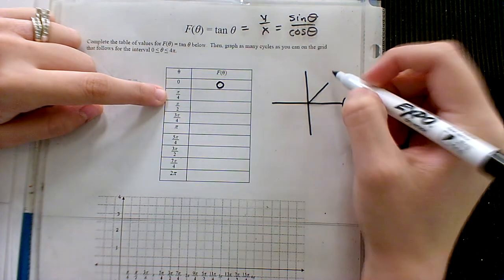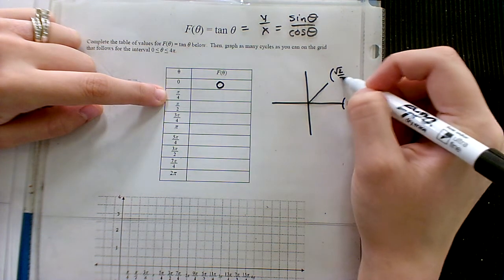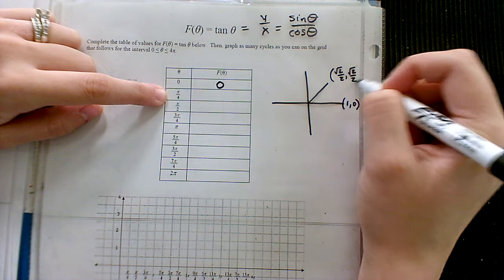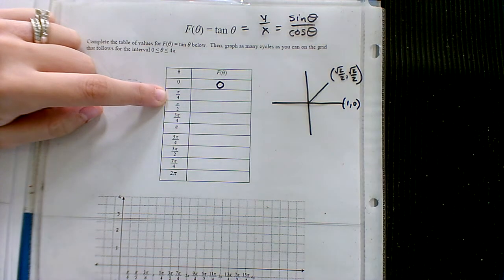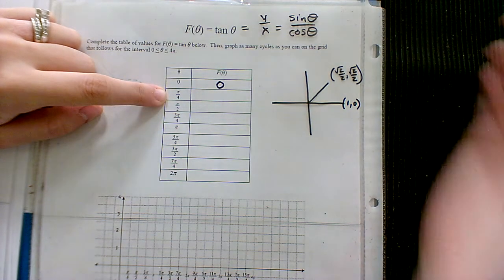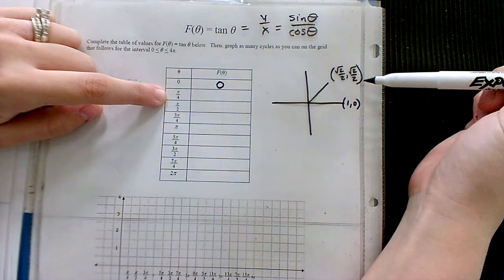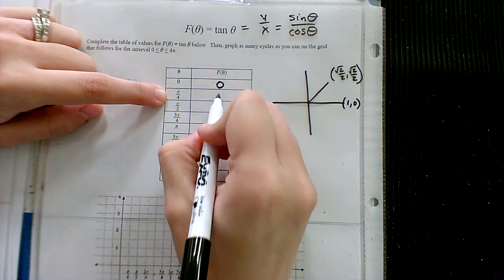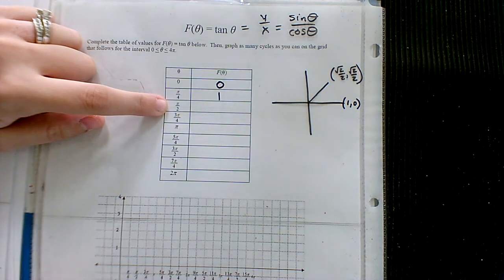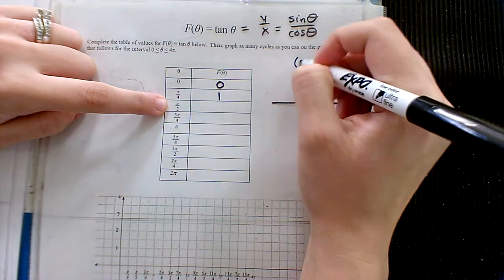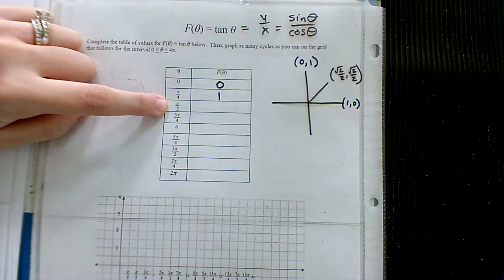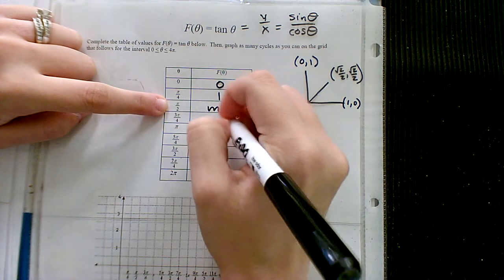Pi over 4 in the exact middle. Square root of 2 over 2 for both of them. We need the y-coordinate divided by the x-coordinate. Yeah, 1. Good, they're exactly the same. Pi over 2, very top. 0, 1. What would our tangent value be? Yeah. Asymptote, right, undefined.